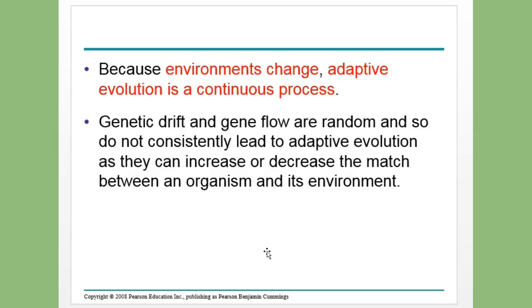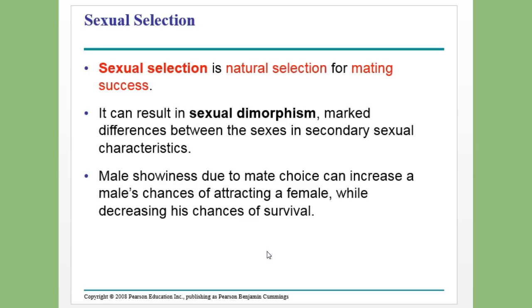Okay. Because environments change, adaptive evolution is a continuous process. Genetic drift and gene flow are random, and so they do not consistently lead to adaptive evolution, as they can increase or decrease the match between an organism and its environment. Because they happen at random, they don't have a set goal. Whereas adaptive evolution, natural selection, is selecting for things that make the next generation more likely to survive. So it is the most likely to help an organism fit its environment. Okay, sexual selection is a natural selection for mating success.